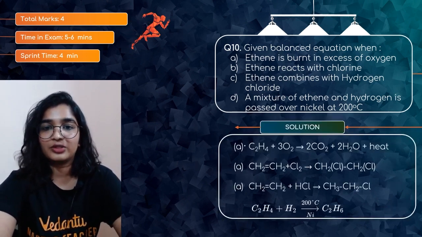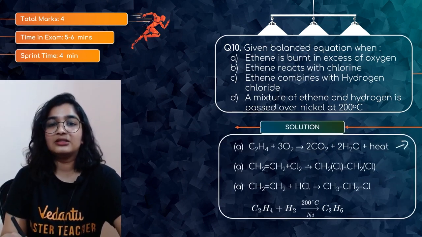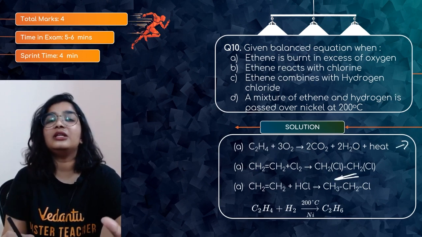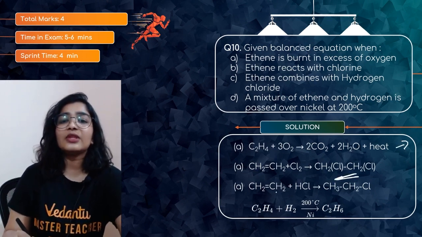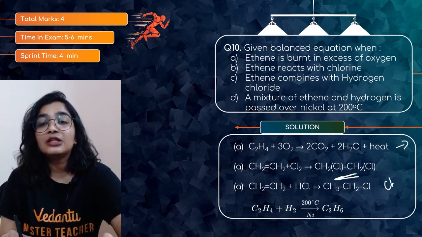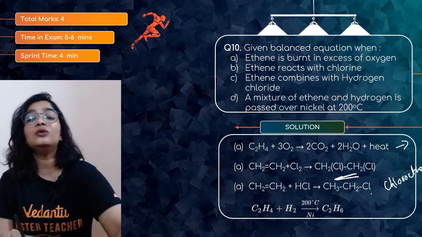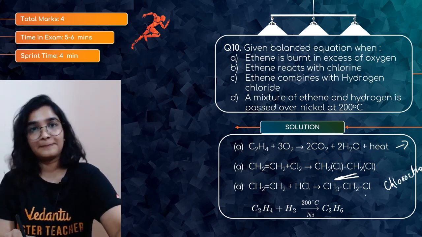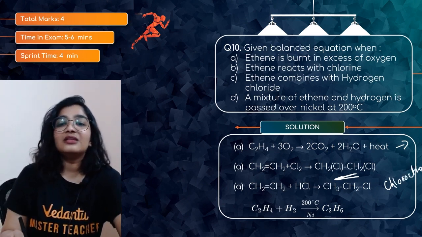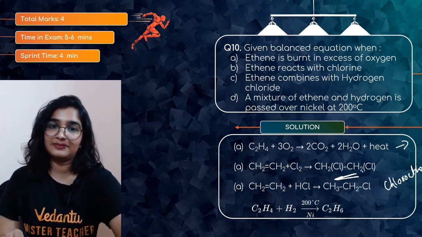I do not have space to write the equation. See, first one done. As I told you, this will be the product. The last one, see CH3, CH2, Cl. This is chloroethane, right? Ethene to chloroethane. And this will be basically 1,2 dichloroethane.